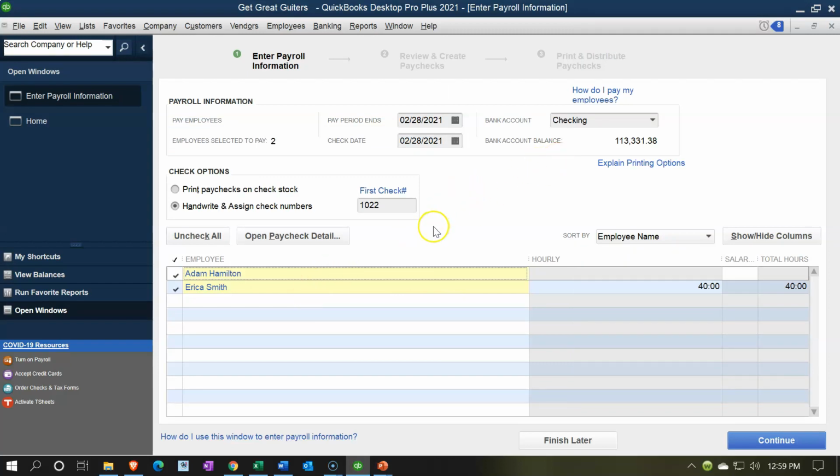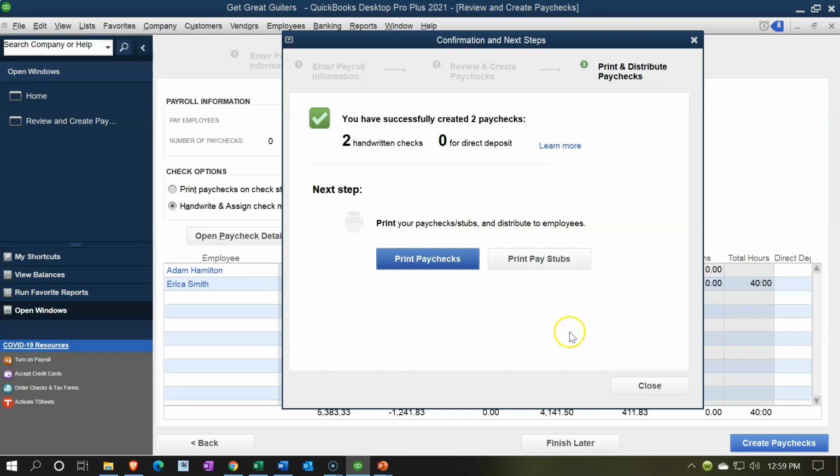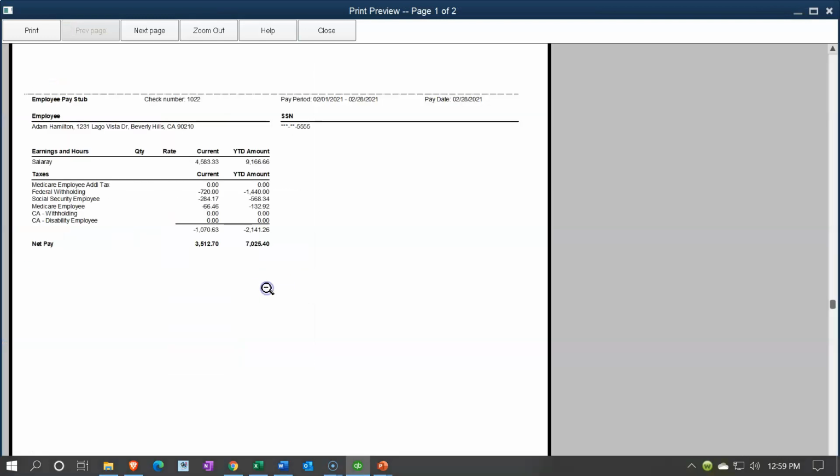It's going to be coming out of the checking account. We have the number set up. We're going to be handwriting the check. So that looks good. I'm going to say continue. So let's go ahead and say continue and create the paychecks. Now note that when you create the paychecks, even if you're not giving the actual physical paycheck, you do need the stubs to have them, right? You need to show the stubs. So if I preview the stubs, let's check out the pay stub. So it looks something like this, probably fairly familiar.